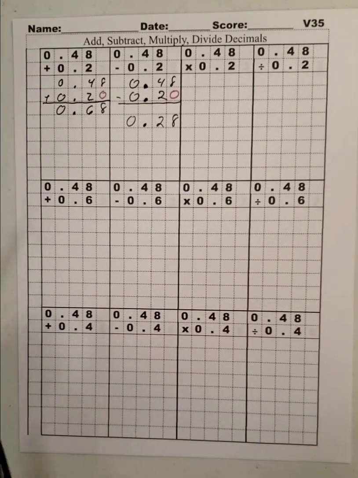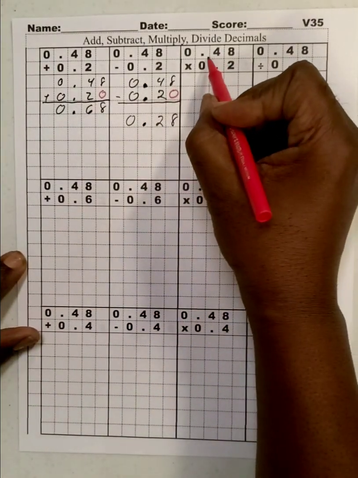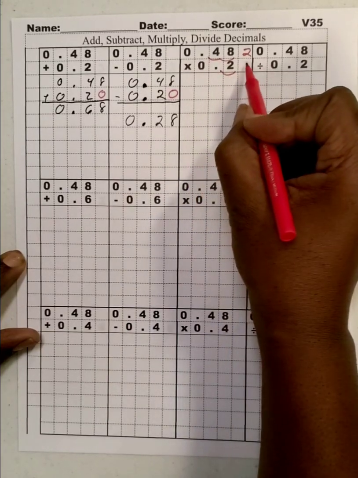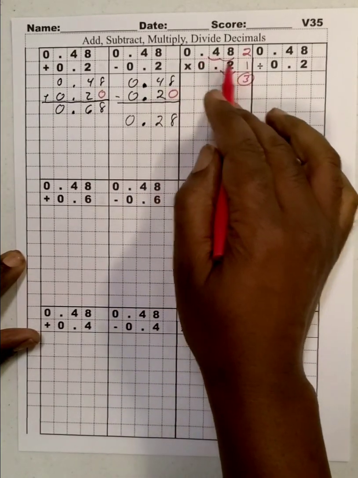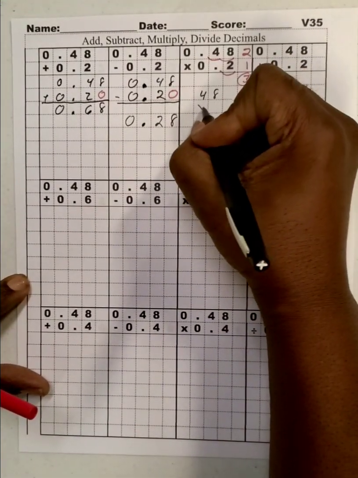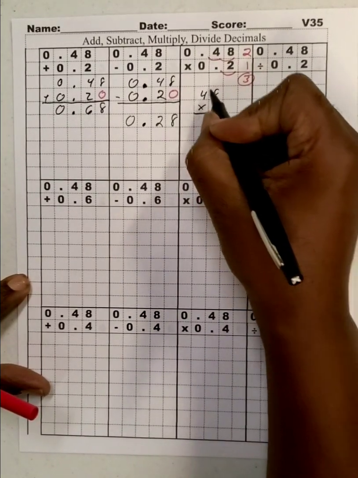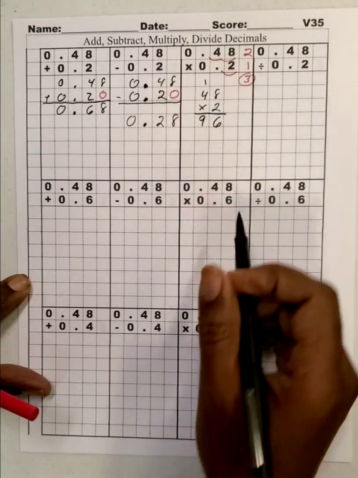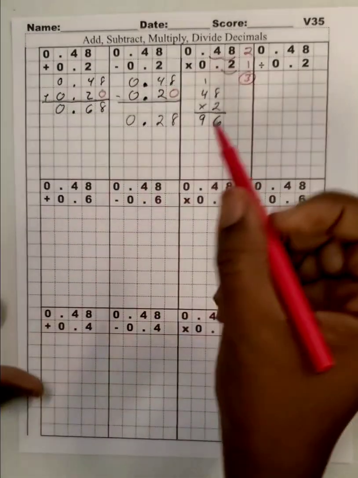Now for multiplication, we have to remove the decimals after we count the number of place values here. So this has 2 place values, so we'll put the 2 here, and this has 1 place value here, so we'll put 1 there. So our total place values will be 3. So now that we've removed all the decimals, we'll write 48 times 2. We will multiply those, and 2 times 8 is 16, and carry my 1. 4 times 2 is 8, plus 1 more gives us 9. And it says our answer needs 3 place values. So let's move over 3 values here.